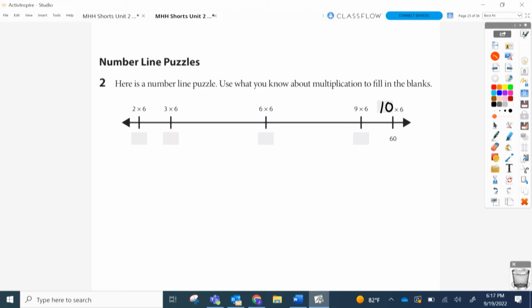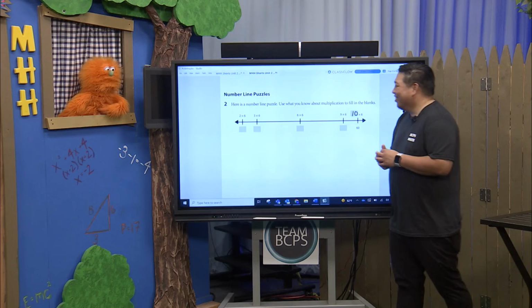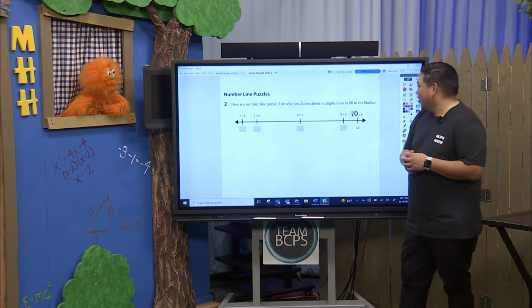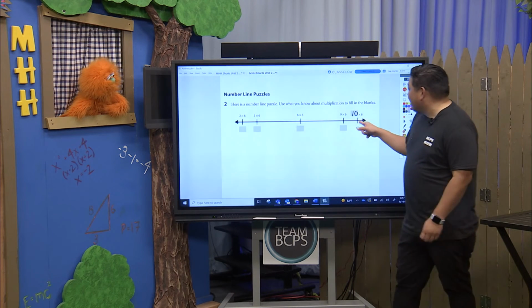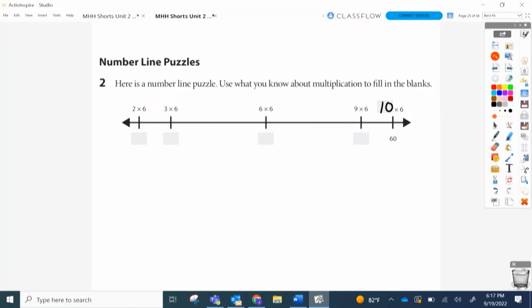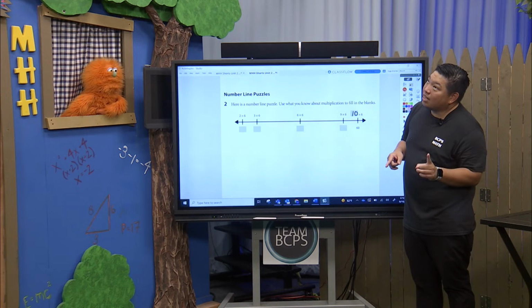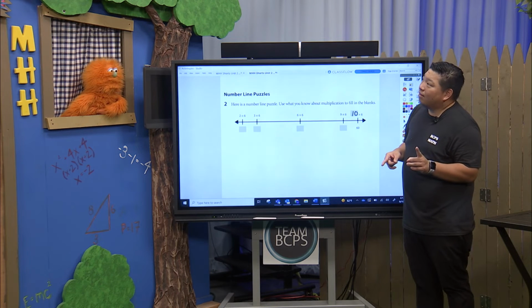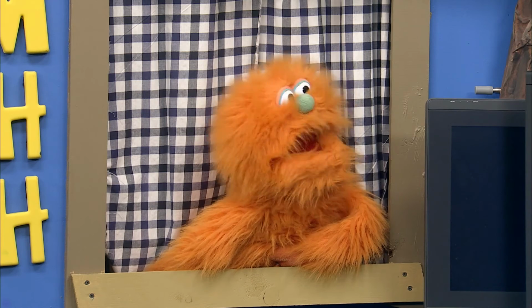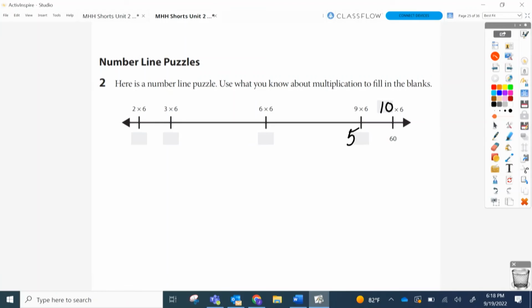Right. So let's start at the end of the number line. We have 10 times 6 equals 60. All right, we're almost done. If we have 60 here, and that's 10 groups of 6, we can figure out what 9 groups of 6 is if we take away 1 group of 6. So 60 minus 6 would be 54.